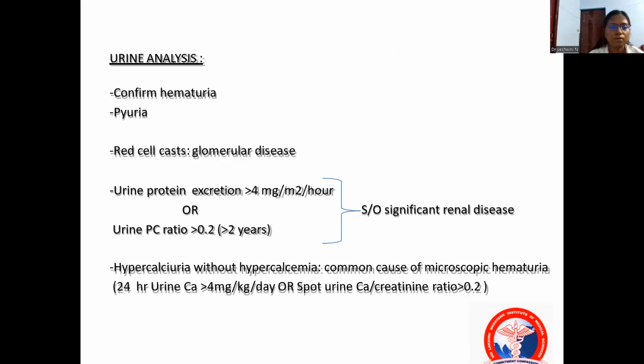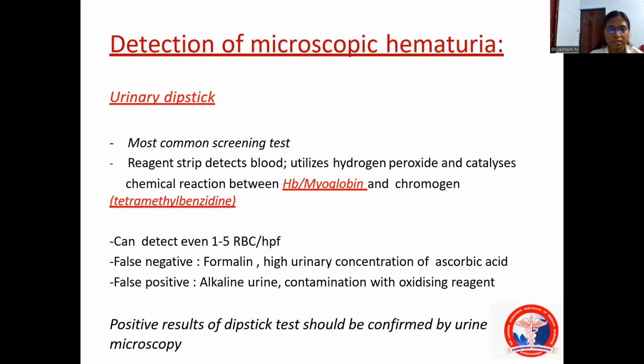Then you find out if there is any pyuria. You diagnose if it is UTI or not. Then you see whether casts are there. Casts are seen only in glomerular disease. See if proteinuria is there, to find out if it is a glomerular cause or not. Also check for hypercalciuria with hypercalcemia, which can cause microscopic hematuria. These things should be seen.